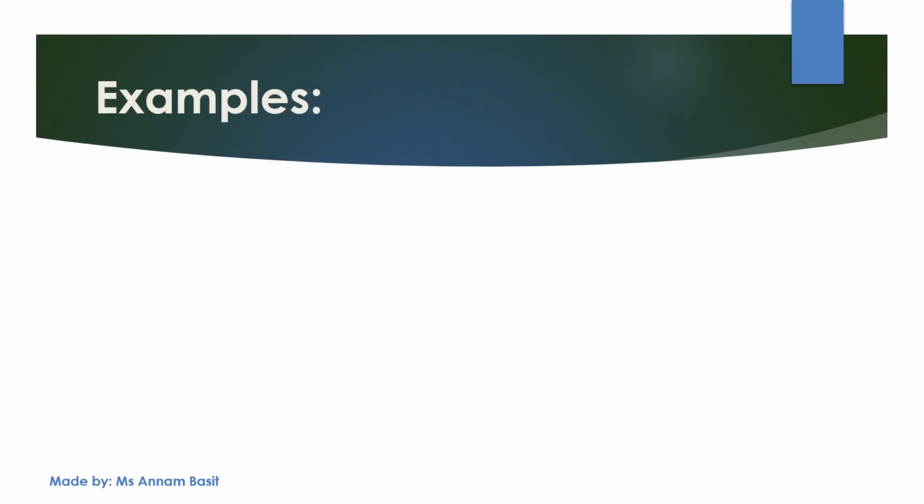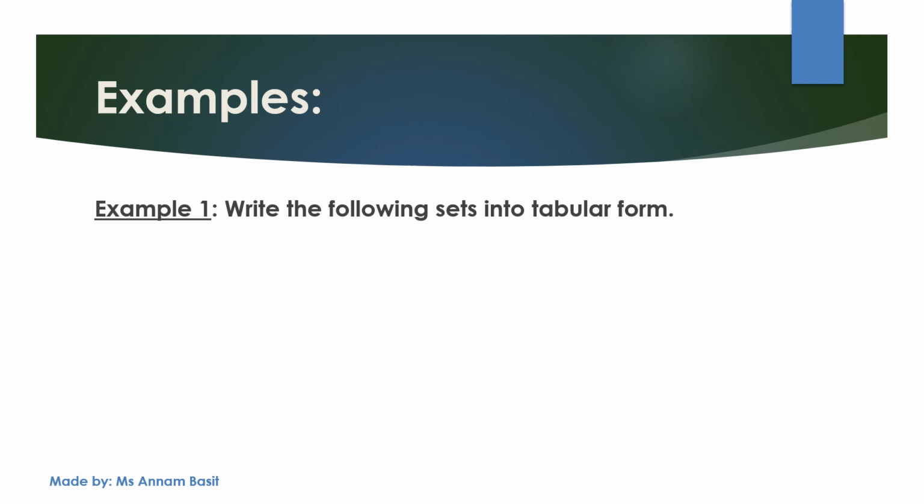So now let's have a look at these examples. Example number 1 states: write the following sets into tabular form. So in this case, the sets will be given in a descriptive form, that is in a sentence form, and you have to understand what they're asking, and then you have to write the elements in a tabular form. So let's look at part 1 of example 1, which is A is equal to the set of vowels of the English alphabet. So now this is in the descriptive form and we have to write it in a tabular form. So you know what the vowels are in the English alphabet, okay?